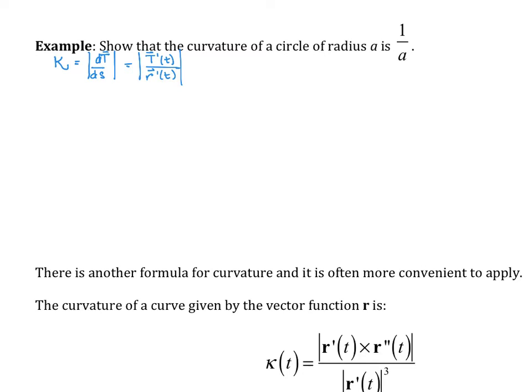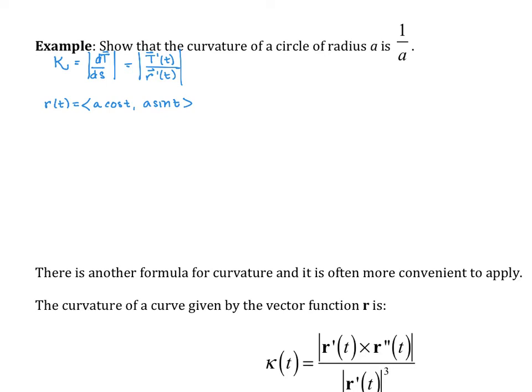Now, we're going to have a circle with radius a. I don't know how many of you remember looking at circles. When we look at a circle in a vector function, if you recall, the formula is a cosine of t, comma, a sine of t, because the radius is a.